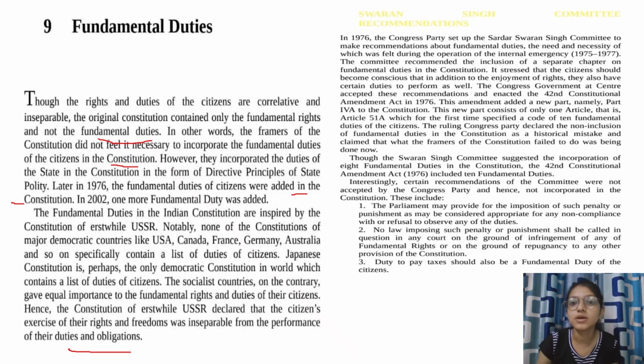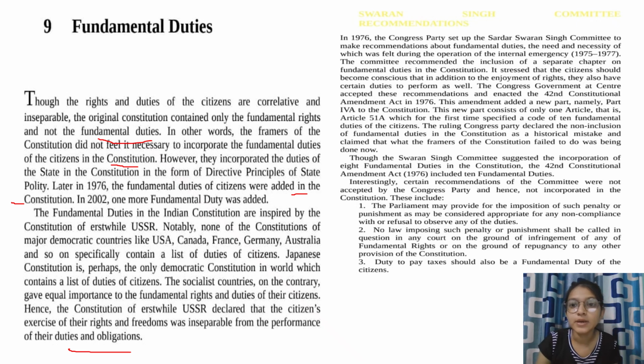Let's move into the Swaran Singh Committee recommendations. In 1976, the Congress Party set up the Sardar Swaran Singh Committee to make recommendations about fundamental duties, the need and necessity of which was felt during the operation of the internal emergency, 1975 to 1977. Till now we know that there was no such chapter in our constitution, but the need later came in, and the responsibility was given to this committee to make a report with recommendations on the significance of adding a proper chapter to our Indian Constitution.